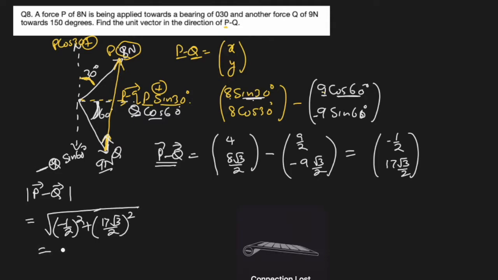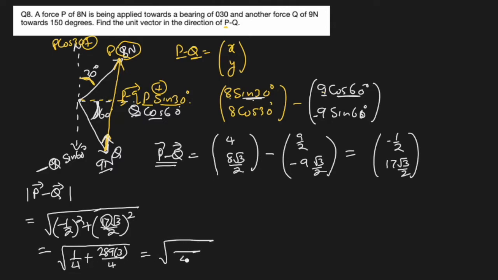So it will be how much? 1 over 4 plus 17 squared is 289 times 3 over 4. Alright, how much do we get here? 4 is the same denominator, so 4, and we get how much? 289 times 3 is 867, plus 1 is 868, over 4. We can cancel this, 217, square root 217.